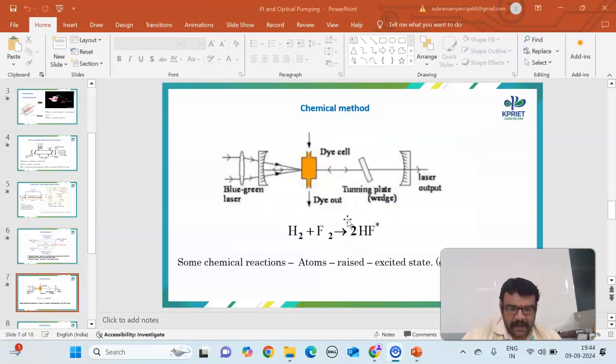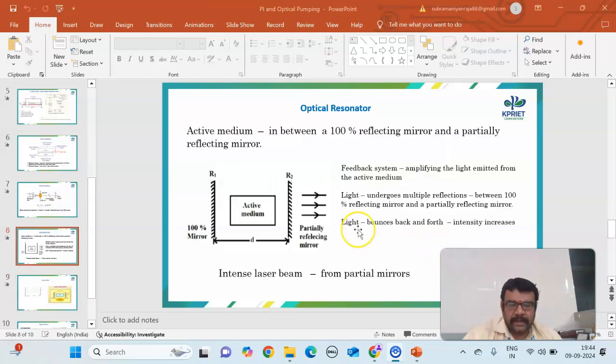And the last method is a chemical method. Here you are achieving population inversion by means of some chemical. For example, you are having a hydrogen fluoride laser. H2 plus F2 gives a combination of 2 HF. You are having blue-green laser, which is having a dye cell, which consists of a dye, and it has a tuning plate, and the laser output is coming out of the system. So some chemical reactions are needed to raise the atoms to the excited state. The typical example is a dye laser.